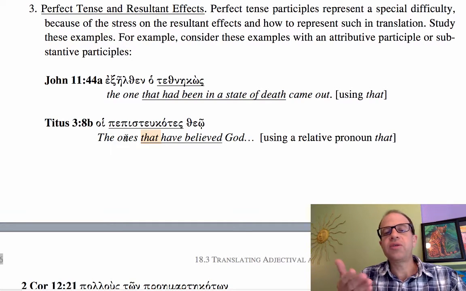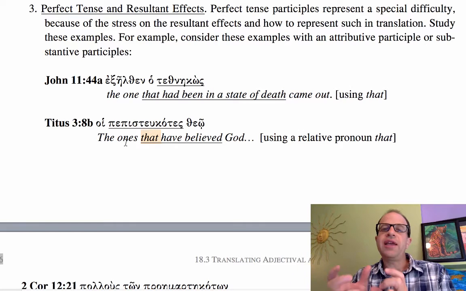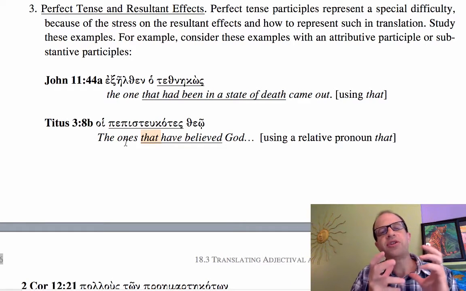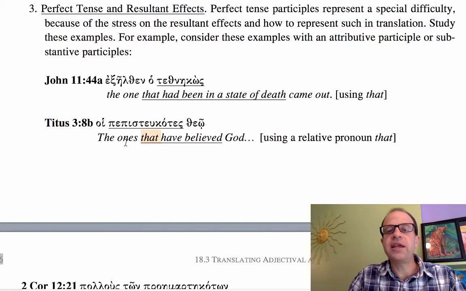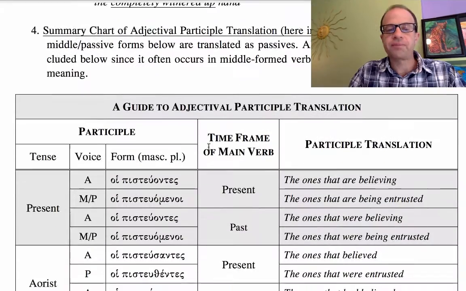And so we have a perfect tense, and that's hard to render in English in such a way that it's clear that they have believed, and then there's a continuing resultant effect on them, and that's what's conveyed by the perfect tense. So try your best, and I've given you some suggestions here how to render that.